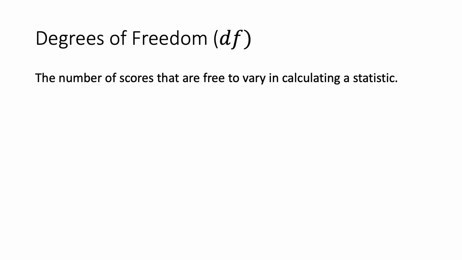So let's go back to our original definition, and I hope this makes sense now. The degrees of freedom are the number of scores that are free to vary when you're calculating a statistic. And the number of the degrees of freedom changes a little bit with every kind of analysis that we do, and it's part of what you have to understand when you're doing the analysis.